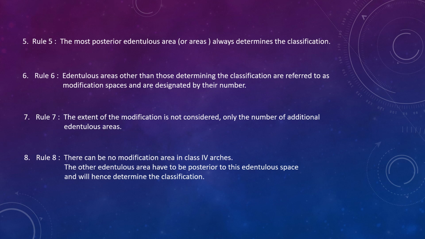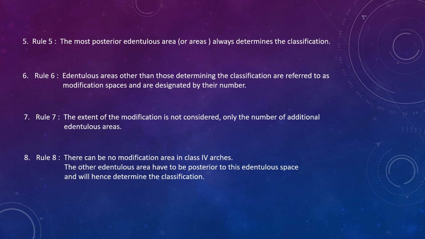Rule number 7. The extent of modification is not considered, only the number of additional edentulous areas. That means how many teeth are missing is not considered, only the number of edentulous areas is considered. Rule number 8. There can be no modification area in Class 4 arches. The other edentulous area would have to be posterior to this edentulous space and would hence determine the classification. That means Class 4 is the more anterior edentulous area.